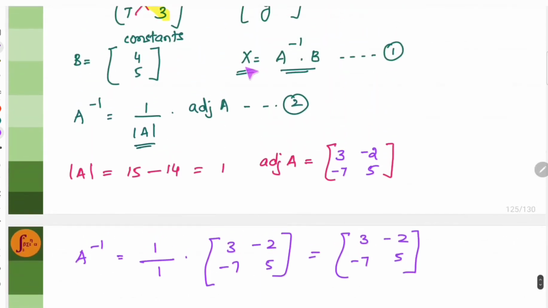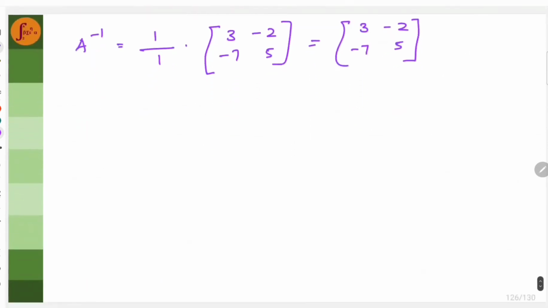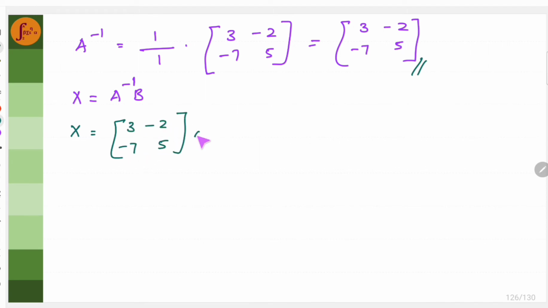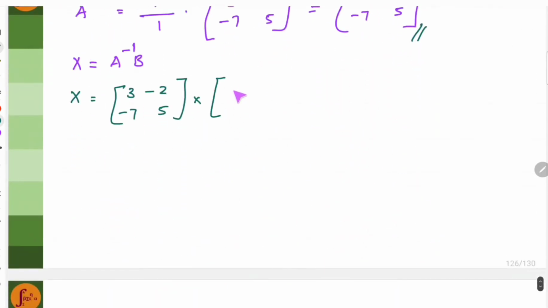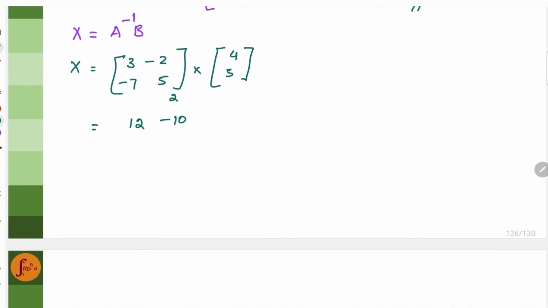Now, we'll have to find matrix X, right? So we'll substitute: matrix X is equal to A inverse into B. A inverse is equal to this particular matrix, 3, minus 2, minus 7, 5, into matrix B. What is matrix B? 4 and 5. Matrix B is having 4 and 5. This is 2 by 2, and this is 2 by 1. So when you multiply, the final order is going to be 2 by 1.